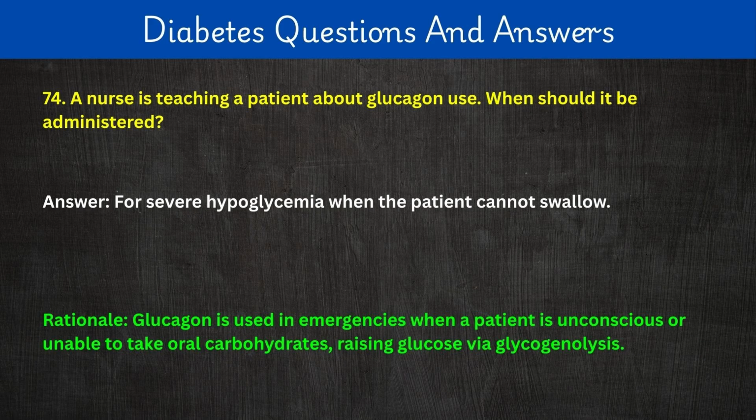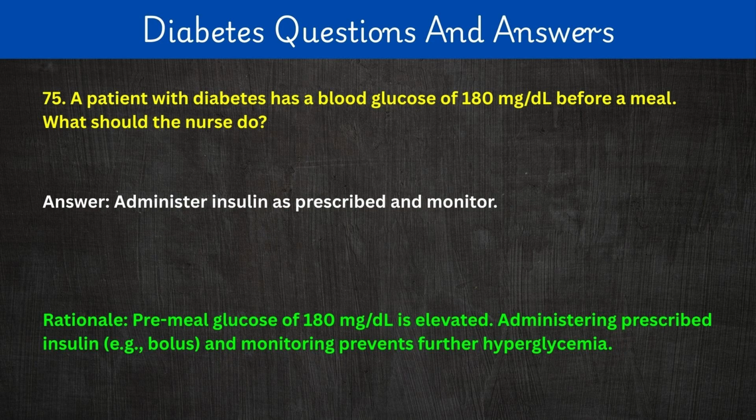74. A nurse is teaching a patient about glucagon use. When should it be administered? Answer: For severe hypoglycemia when the patient cannot swallow. Rationale: Glucagon is used in emergencies when a patient is unconscious or unable to take oral carbohydrates, raising glucose via glycogenolysis.